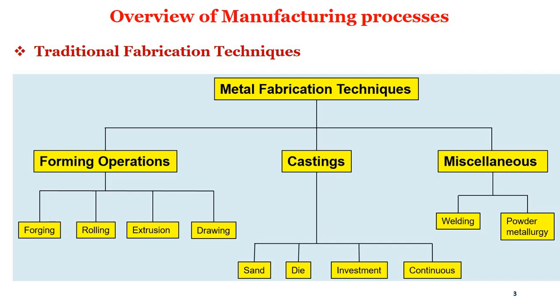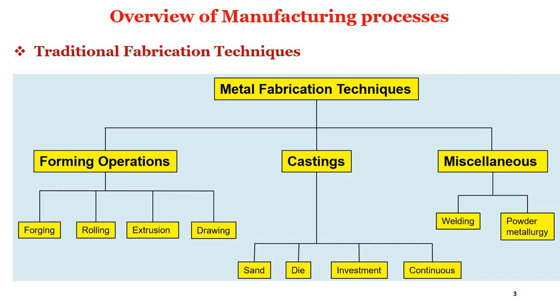Second is the rolling process. In rolling, we reduce the thickness of the bar or slab into thin sheets. In the extrusion process, we apply compressive force and the metal flows through the die, so we get the product in the shape of the die. In wire drawing, we reduce the diameter of the bar by applying tensile force. We pull the wire into thin wire.